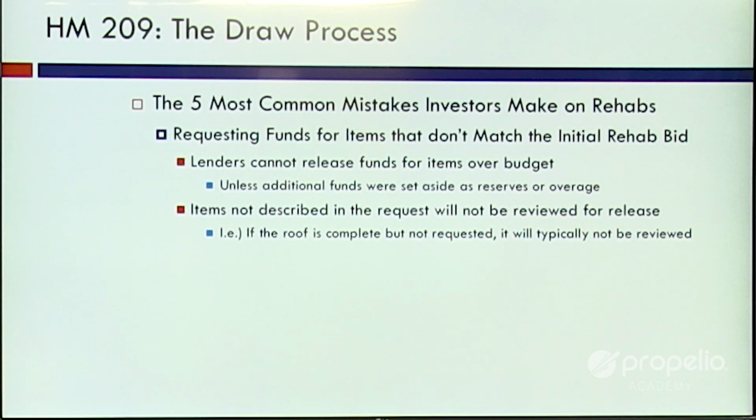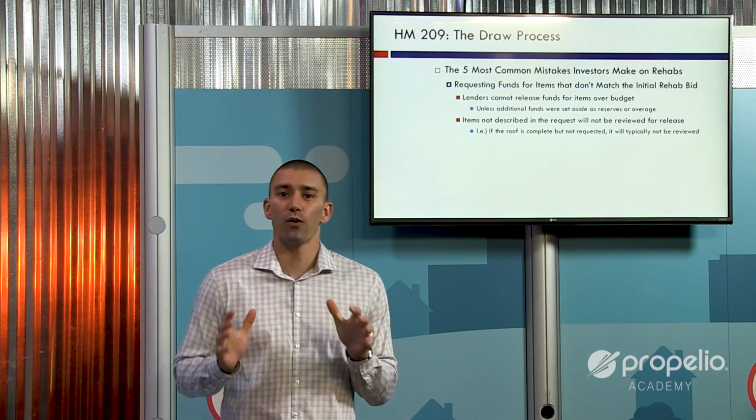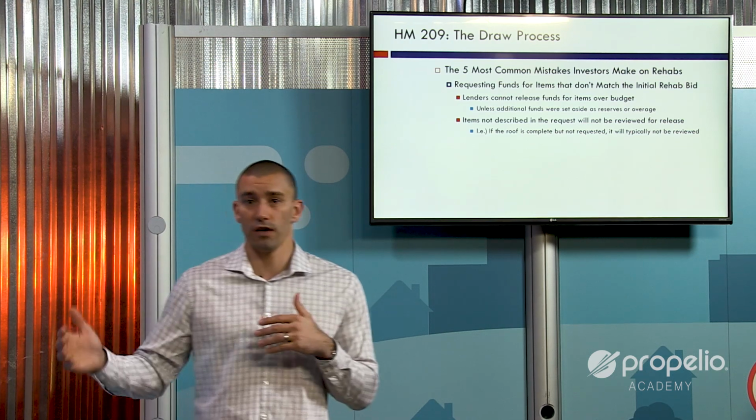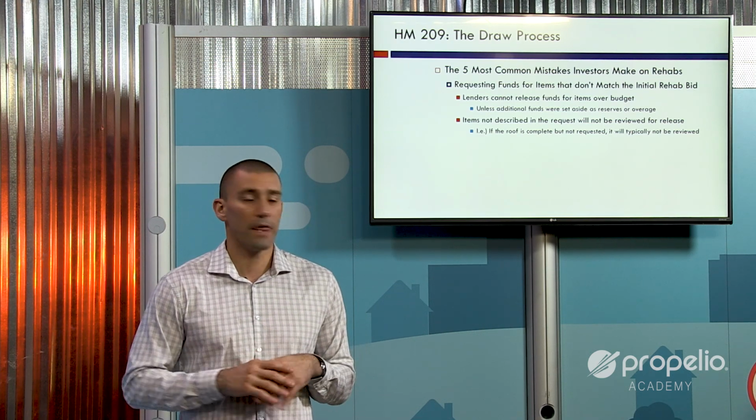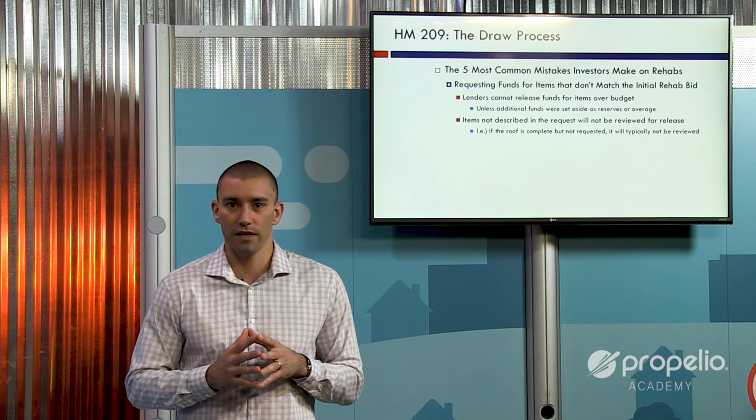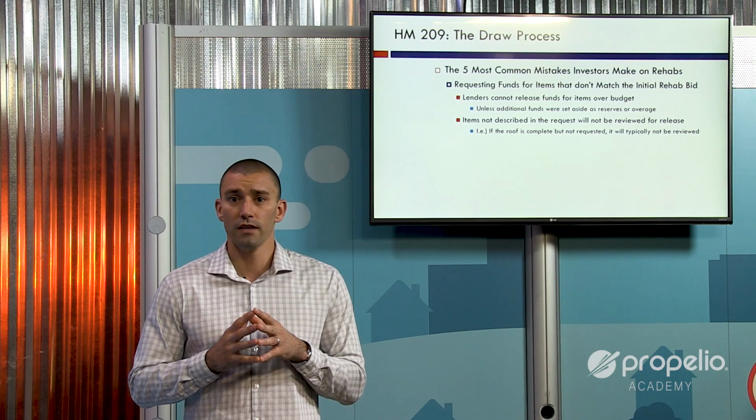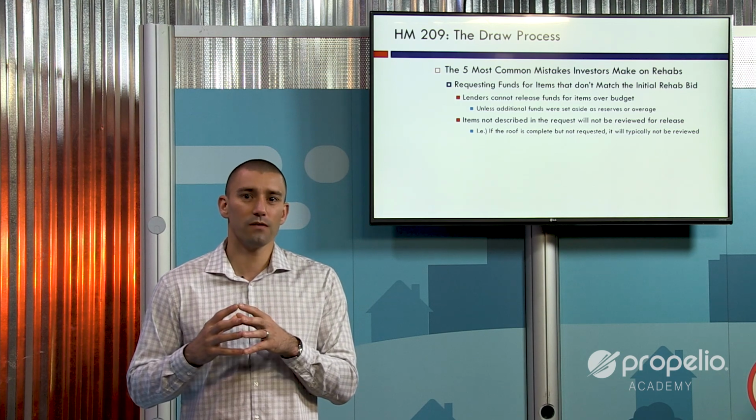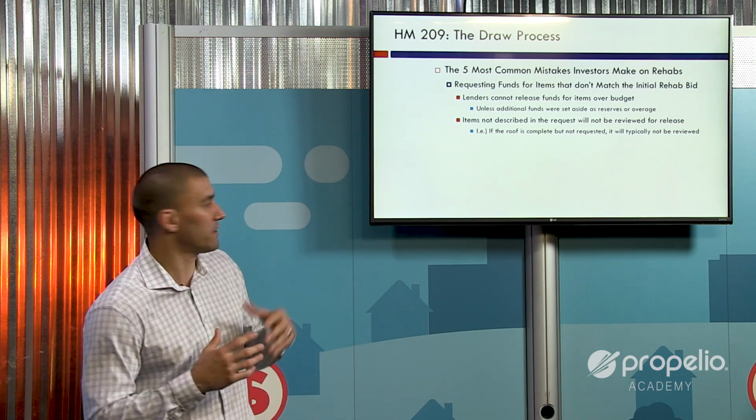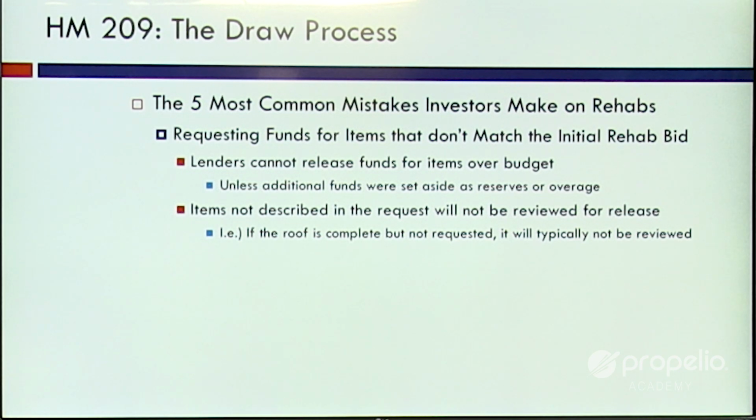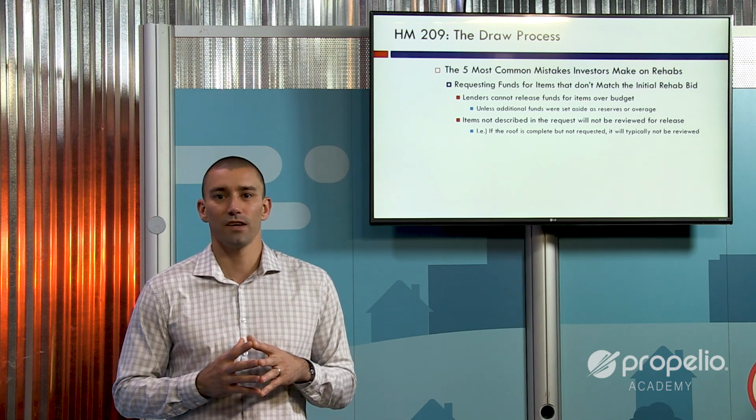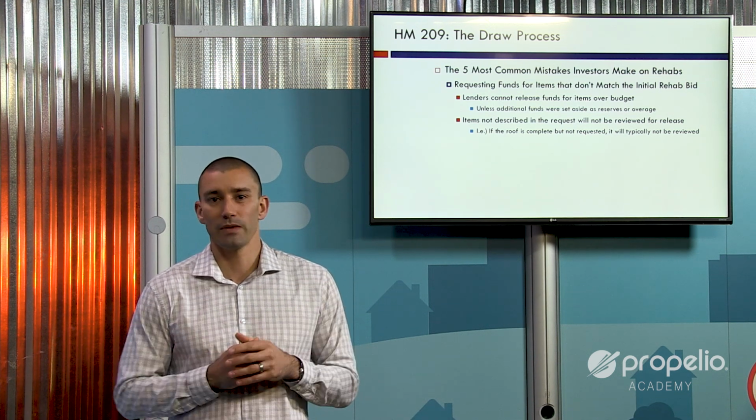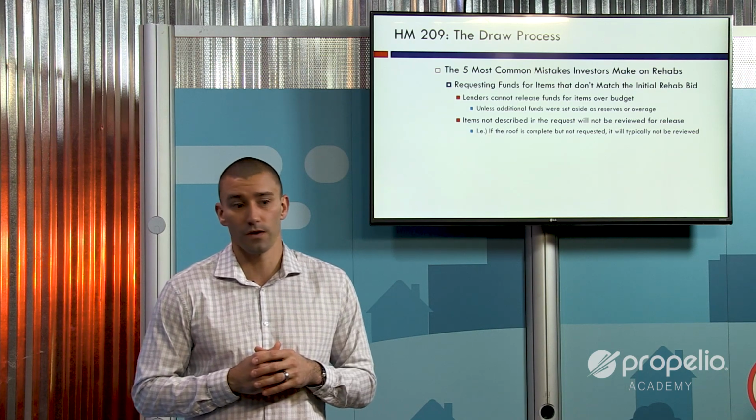Number 4, requesting funds for items that do not match the original rehab estimate. Lenders cannot release money for items that you go over budget on. If you open walls and find out that there's termites or things that you didn't see during the original walking of the property and putting your scopes together, if it's not accounted for in a rehab bid, typically through an overage or a reserve account, then lenders can't release money on that. If you need to replace the roof but you missed it on the original inspection, then it's not something that was budgeted for. It's not something the lender can release funds for.